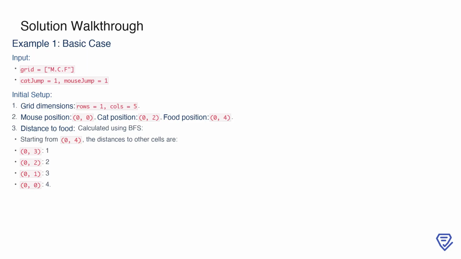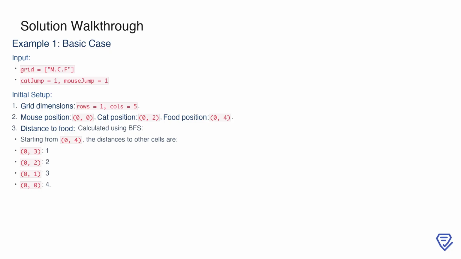To start with example 1, we have a simple one-row grid where the mouse begins at position 0, 0, the cat starts at position 0, 2, and the food is located at 0, 4. The grid dimensions are 1 row and 5 columns. Using breadth-first search, we calculate the distance from the food to all other cells in the grid. The food itself has a distance of 0, and moving leftwards, we find that the cell at 0, 3 is 1 step away, 0, 2 is 2 steps, 0, 1 is 3 steps, and finally, 0, 0 is 4 steps away. This gives us the baseline understanding of how far each entity is from the food and sets the stage for the turn-by-turn simulation.